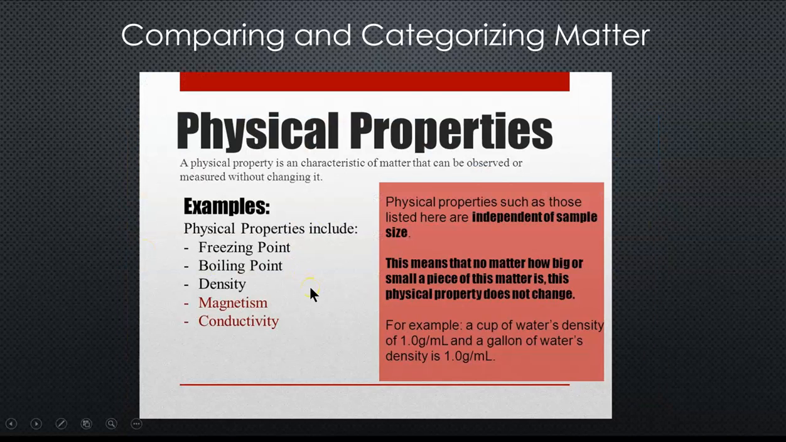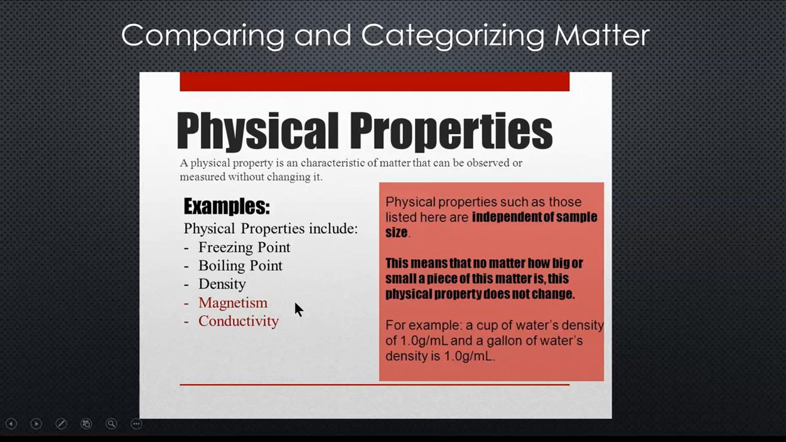So, when we're talking about physical properties of matter, we can talk about its freezing point. That's the temperature at which it goes from a liquid to a solid. Its boiling point. That's the temperature where it goes from a liquid to a gas. We can talk about its density. We can also talk about its magnetism.